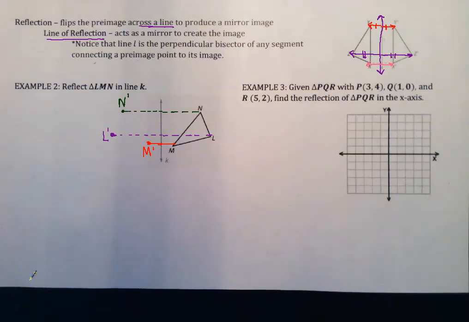All right, once you have all 3 of your points reflected, use your ruler, and you can connect your points to make your reflected image.